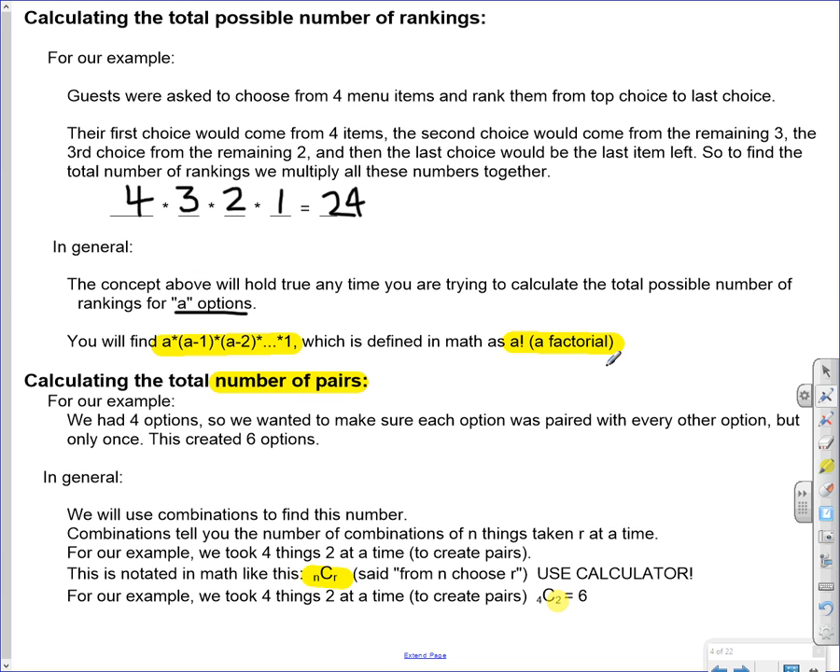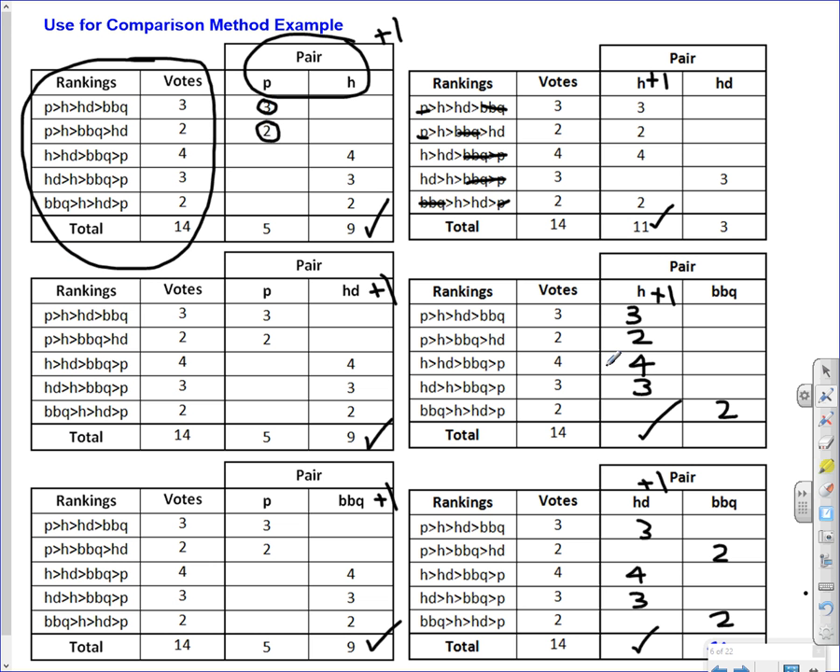Let me go back, I've already forgotten. Let's see how many hot dog and pizza got. Pizza here got 0. They didn't win any, right? Hot dog got 2. They won this one and this one. And barbecue won 1. Okay.